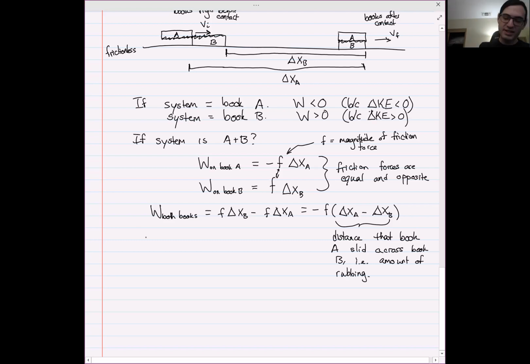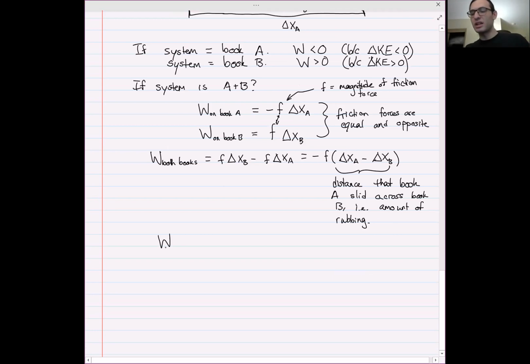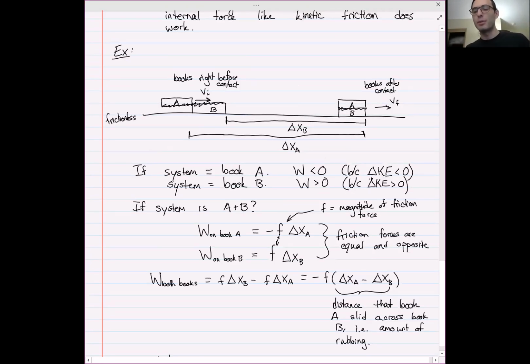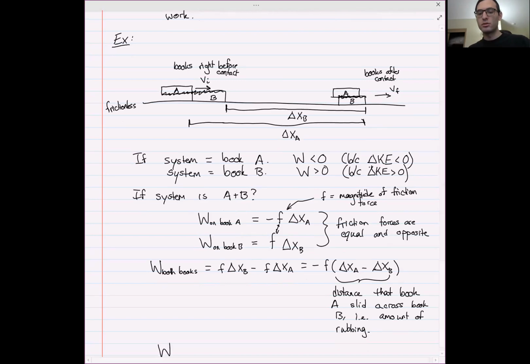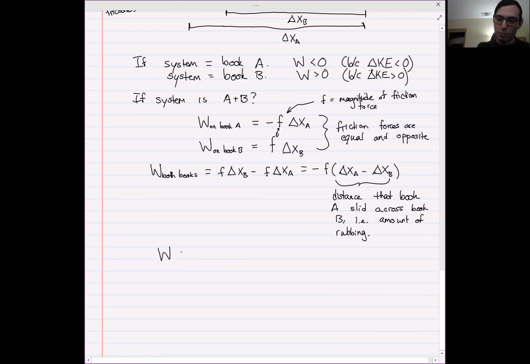So what does that say? It's either the length of B, or maybe it doesn't completely overlap on B, or maybe it overlaps a little bit more on B. So I'm not lying to you, maybe it only overlaps a little bit or something like that, right? The point is it's just the amount that it slid. It's the extra distance that it covered. So the work on both books can be written as negative F times delta X rubbing. It's the distance that book A was sliding across on B. And that has to be less than 0 because this is positive.